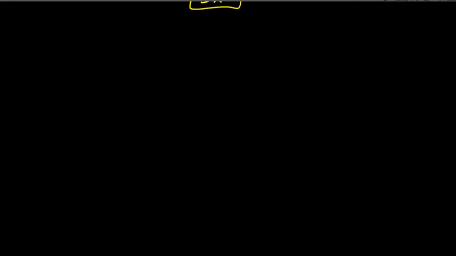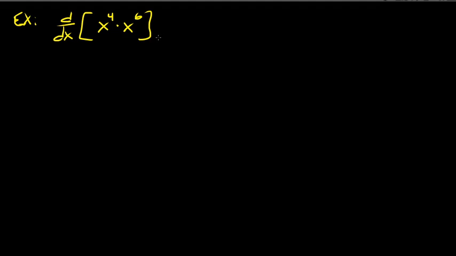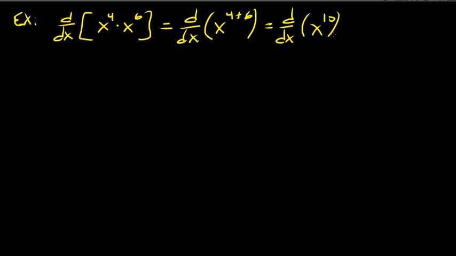So, unfortunately, there's not a whole lot of examples we can do right now that aren't sort of contrived. For example, we can take the derivative of x to the 4th times x to the 6th using the product rule, but let's not use the product rule. Let's simplify. This is just x to the power 4 plus 6, which is x to the power 10. Now just use the power rule, 10x to the 9.